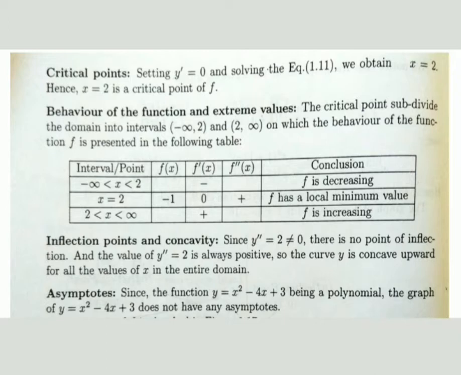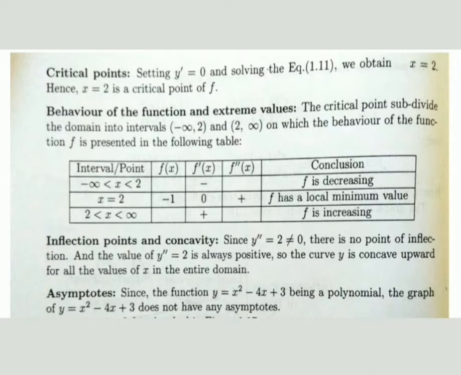Now in the first interval, suppose x is between minus infinity and 2. So what about f dash of x in that interval? We have f dash of x is 2x minus 4. If I choose any value in that interval, what will we obtain? A negative value. So for any such value we obtain f dash of x is negative, which implies that f is decreasing.